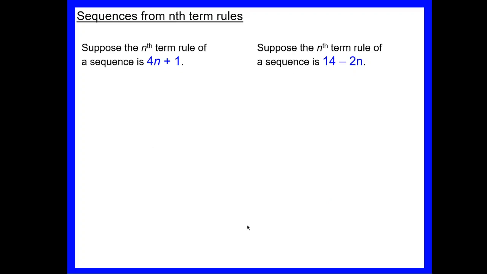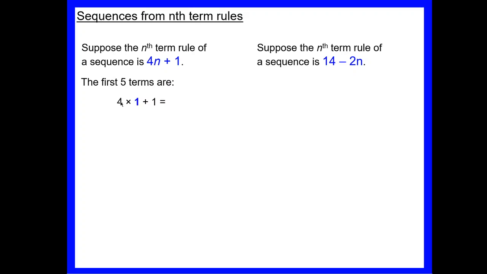So how can we use them? So let's start off by using the rule to find the sequence. So our first rule here is 4n plus 1, remembering n is simply the position number. So if I want to find the first 5 terms, I've got to substitute n for 1, then 2, then 3, then 4, and then 5, the number in the list I'd like to find.